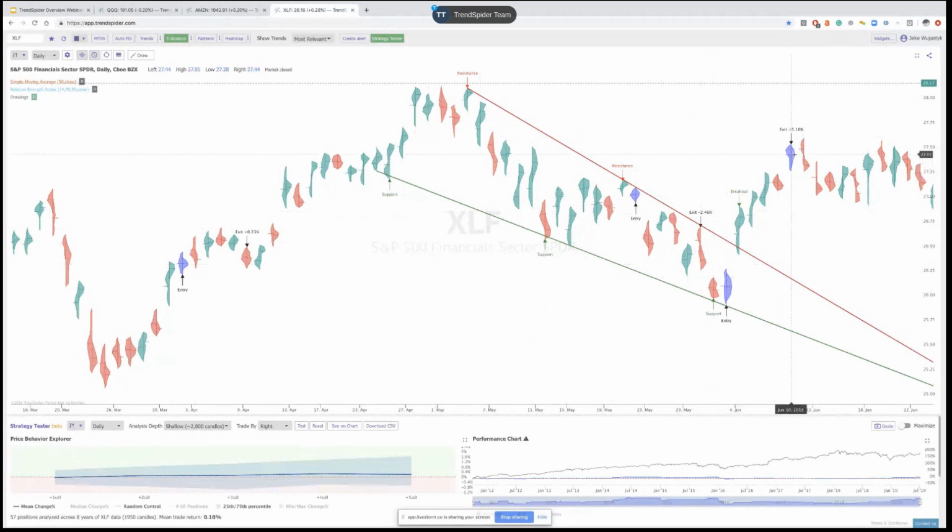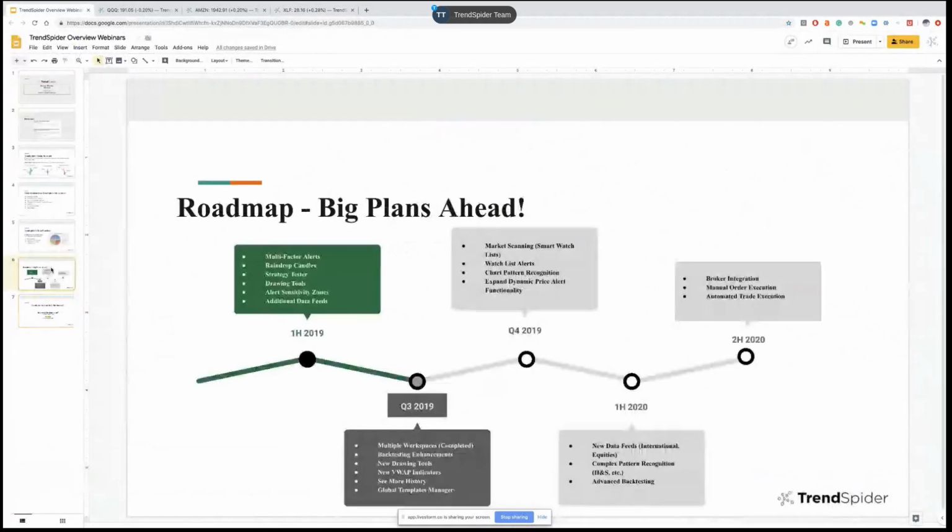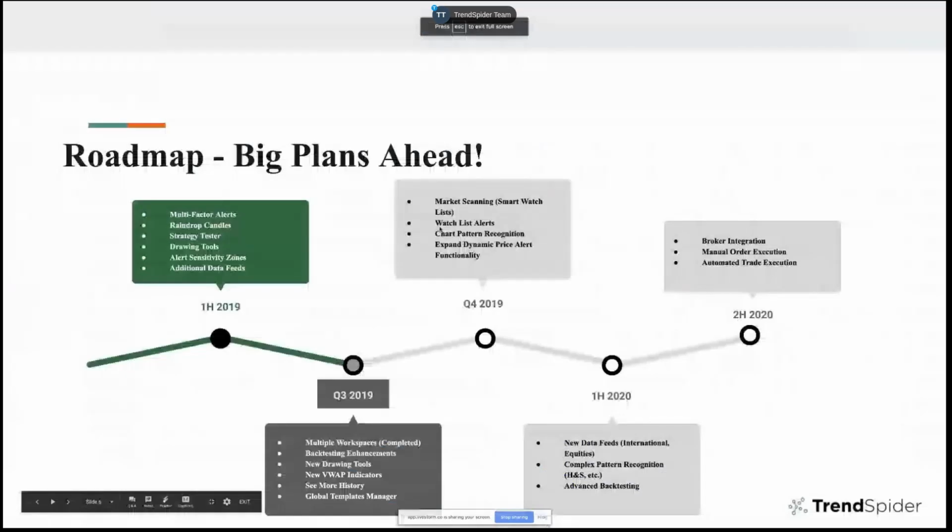So TrendSpider is really here to make your life more efficient, especially on the technical analysis side. It's not there to replace what you're doing by hand. It's there to complement it. All in all, we do have a ton of things coming on the roadmap, and I'll go over this roadmap very quickly. Some of the things that we recently introduced are multi-factor alerts, the raindrop candles, which have now been around for about a month and a half, and a lot of the new things like the strategy tester. So these are all still very new.